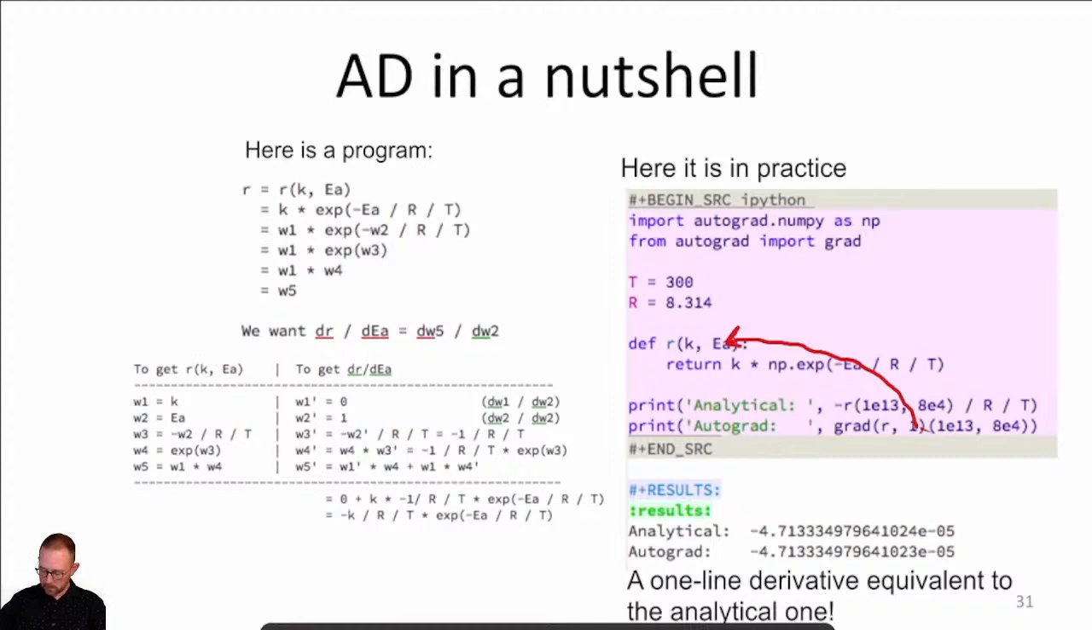And then this returns a function that we evaluate at the conditions we want. And you can see here the analytical and autograd derivatives are functionally equivalent. So we have one line that gives us the analytical derivative that we want.